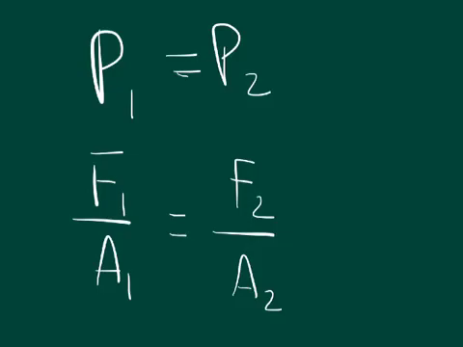So when you have a problem with a hydraulic lift, remember, with the car and the lift on the other side, this is the formula you're going to use because it's an internal pressure that is conserved.